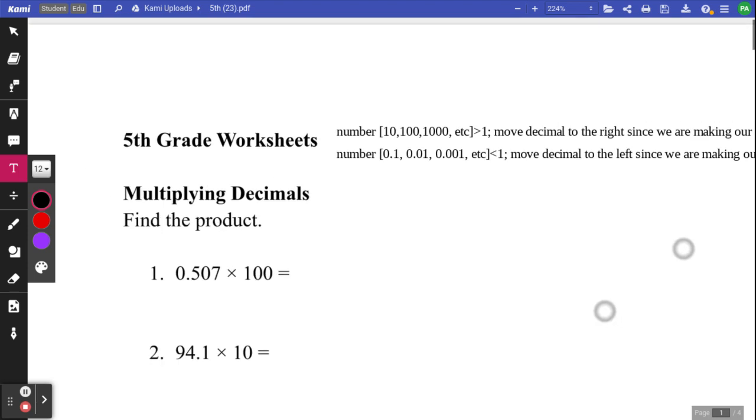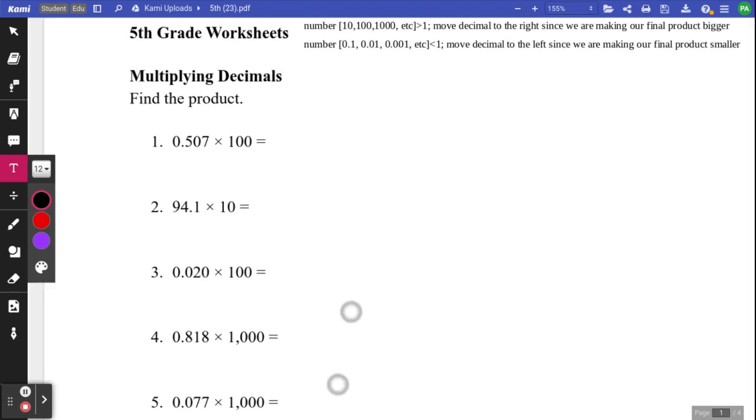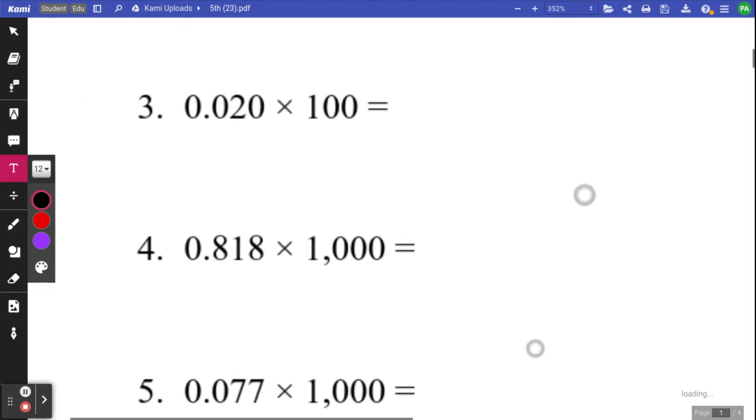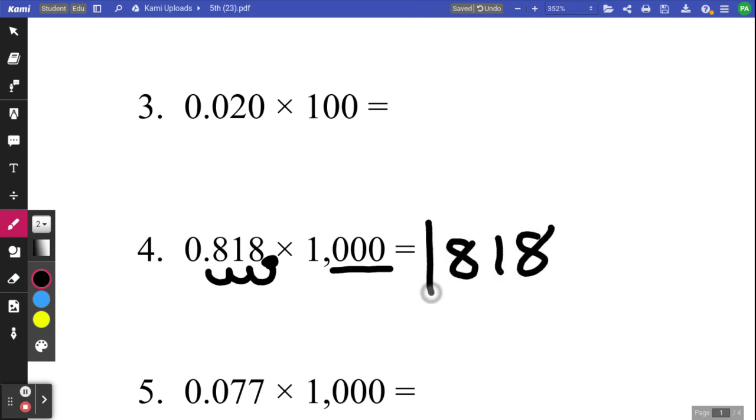So how do you know how many times to move your decimal? Let's look at number 4, for example. You see that we are multiplying by 1,000, so we're obviously going to move the decimal quite a bit. But how many times? Well, how many zeros are there? You see that there are 3 zeros. That is how many times you move to the right. So let's move it. 1, 2, 3. The new decimal comes over here, and the new answer becomes 118.